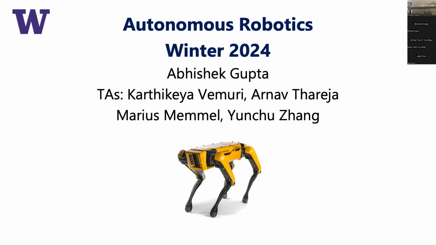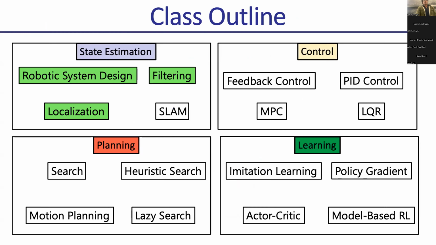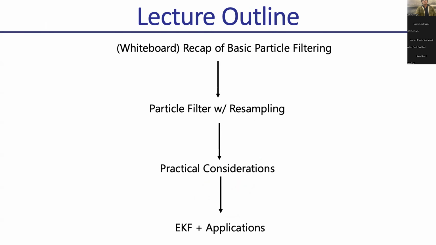So the structure of today's class is going to be, we're going to recap the basics of particle filtering. Make sure I try to explain it in a more intuitive and simple way. We'll then study these ideas of resampling, which often help a lot with particle filtering. And then we will study some practical considerations when you implement particle filters, what things might go wrong, what things you could change. And then we'll study this idea called EKFs, extended Kalman filters, and some applications. And we'll see what we can get through.